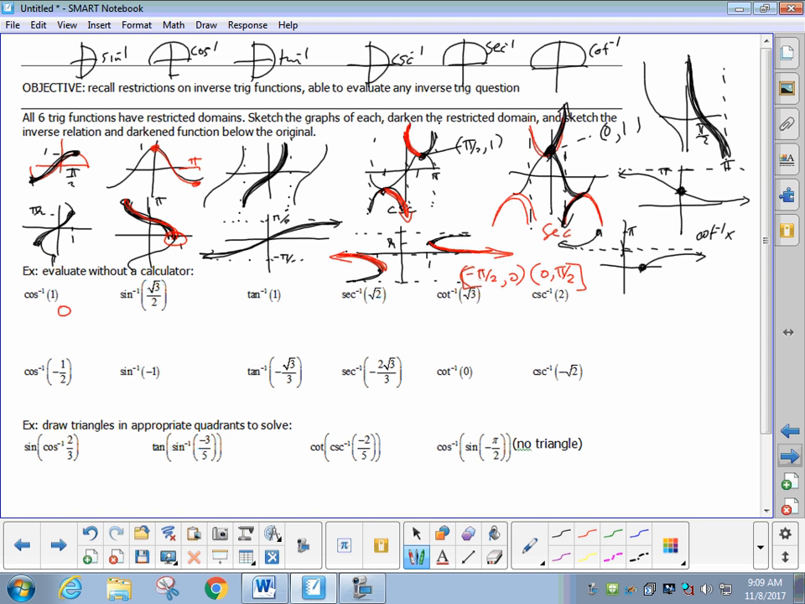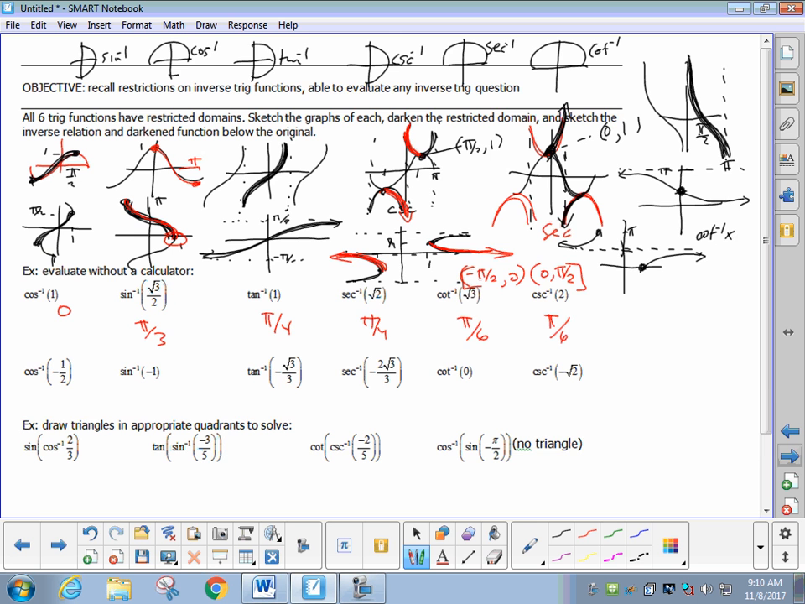Inverse sine of root 3 over 2. It is pi over 3. Inverse tangent of 1. Pi over 4. Inverse secant of root 2. Pi over 4. Inverse cotangent of root 3. Pi over 6. I agree. Pi over 6, yes. Inverse cosecant of 2, which would be like inverse sine of 1/2. Pi over 6.